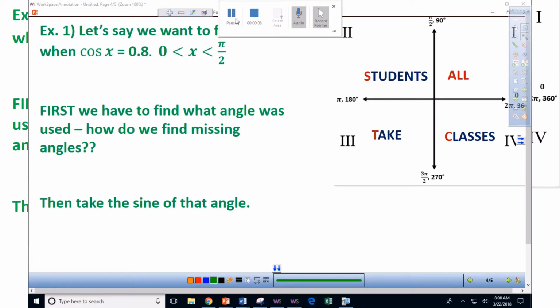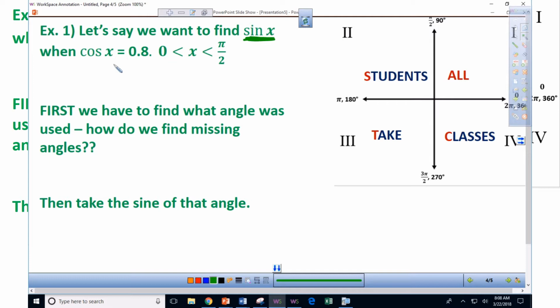Okay, so now we're in the All Students Take Classes station. This is what we went over yesterday. In case you missed it, you're going to have to find sine of x when you know what cosine of x is equal to. So eventually we need to find sine of x. Now going back to geometry, I can figure out this angle, x right here, by taking the inverse cosine of 0.8. So we just take the inverse cosine of 0.8 and that will tell me what x is.